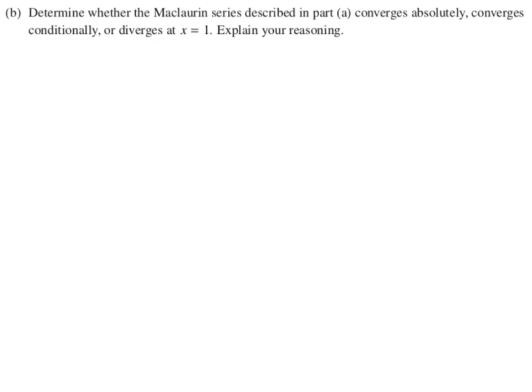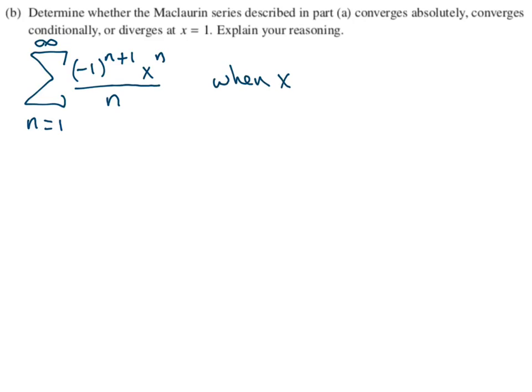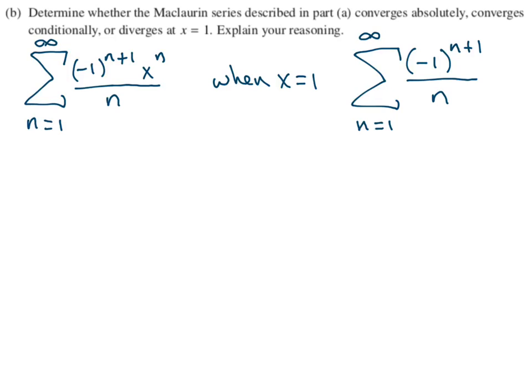In part B, they ask us to determine whether the Maclaurin series described in part A converges absolutely, conditionally, or if it diverges at x equals 1. So let's write that as a series and think about this by plugging in x equals 1. There's my general term in sigma notation, and we're going to plug in a 1 for that x. Well, 1 to the n just goes away, and so really it's just the alternating series of -1 to the n plus 1 all over n.